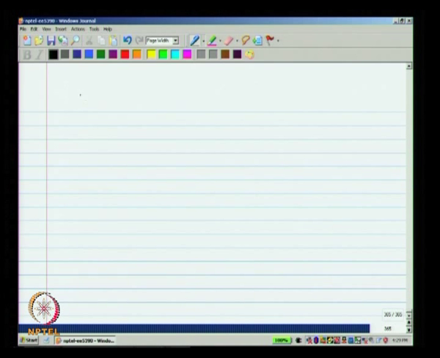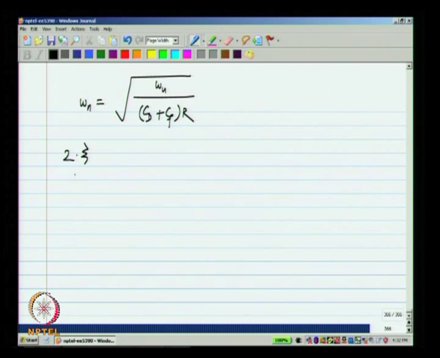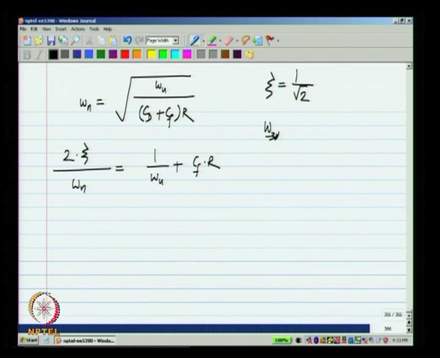Now, in this case, natural frequency omega n equals square root of omega u divided by (CD plus CF) times R, and 2 times the damping factor divided by omega n will be 1 over omega u plus CF times R. Now, I will choose a damping factor of 1 over square root of 2, it is a convenient value, and for this particular value of damping factor, the 3 dB bandwidth happens to be equal to omega n, but the conclusions will be the same if you do the calculations with any other reasonable value of damping factor from half to 1.